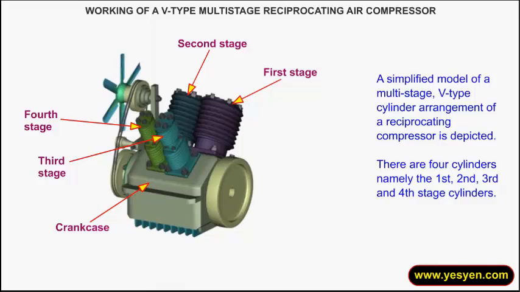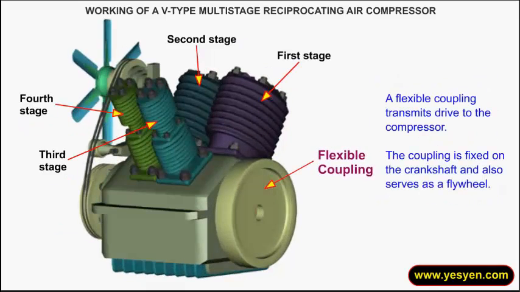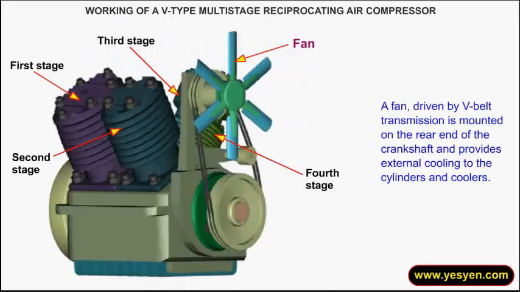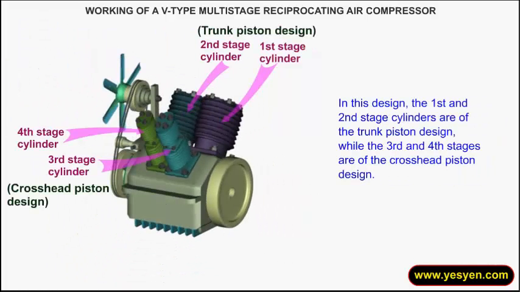There are four cylinders, namely the first, second, third, and fourth stage cylinders. A flexible coupling transmits drive to the compressor. The coupling is fixed on the crankshaft and also serves as a flywheel. A fan, driven by V-belt transmission, is mounted on the rear end of the crankshaft and provides external cooling to the cylinders and coolers. In this design, the first and second stage cylinders are of the trunk piston design, while the third and fourth stages are of the crosshead piston design.